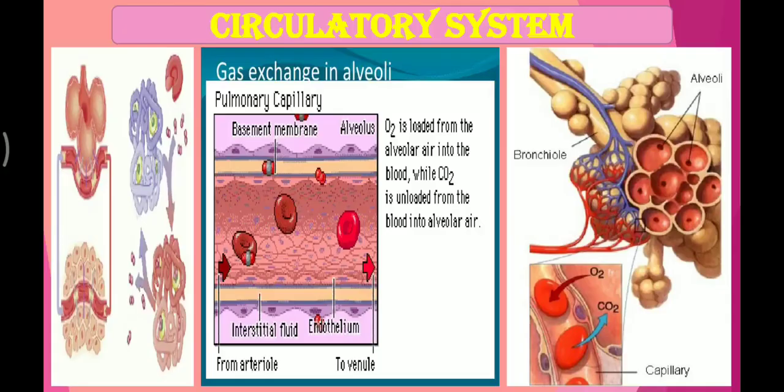Now, circulation system, gas exchange. You remember when blood goes to the lungs through alveoli, there is the exchange of oxygen and carbon dioxide, which I have already explained in the respiratory system. You can go through this properly. See how the exchange of gases happens, oxygen and carbon dioxide, in detail. Oxygen is loaded from the alveolar air into the blood, while carbon dioxide is unloaded from the blood into alveolar air.